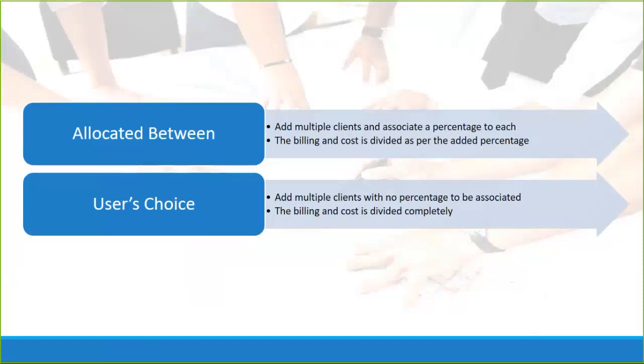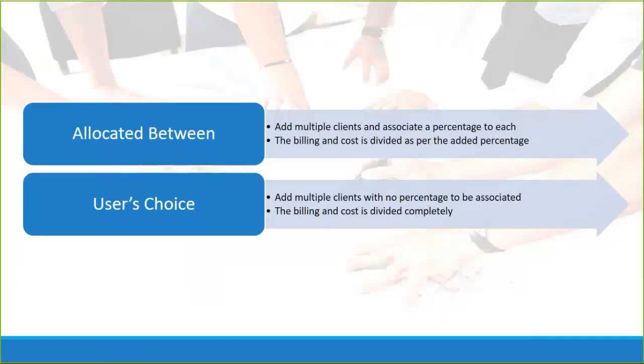The next is the user's choice, where you have multiple clients with no percentage associated. I can just add however many clients I want, and then it's the choice of the user to choose who they are working for. So taking our second example that we spoke about, the internal IT team that you have.